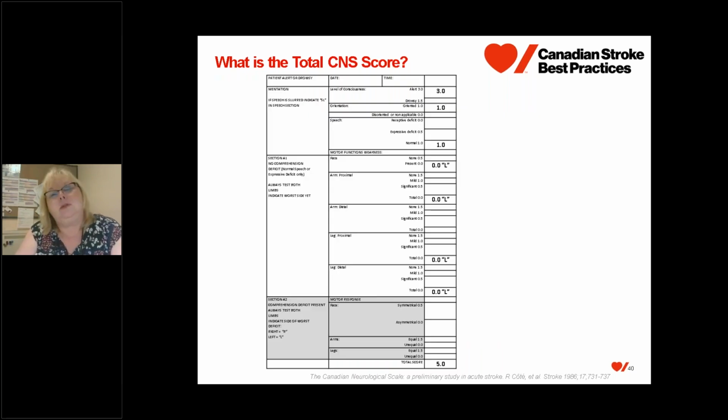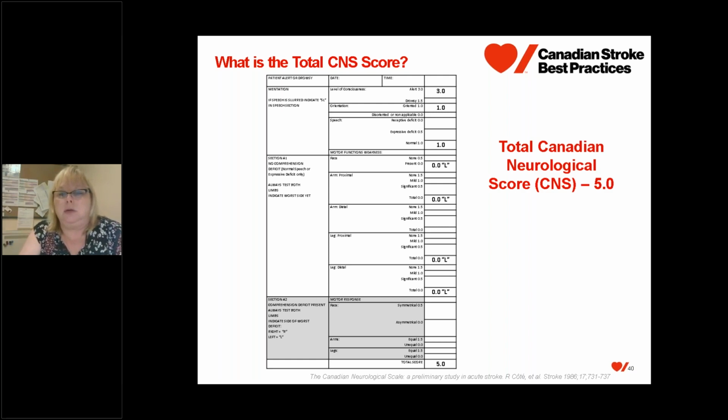So then if we look at the total Canadian Neurological Scale score for our patient, we know that they received 5 on mentation, so 3 for alert, 1 for orientation, 1 for normal speech, but had weakness in the face, total weakness in the proximal and distal arms, total weakness in the proximal and distal legs. The patient's total Canadian Neurological Scale score would be 5.